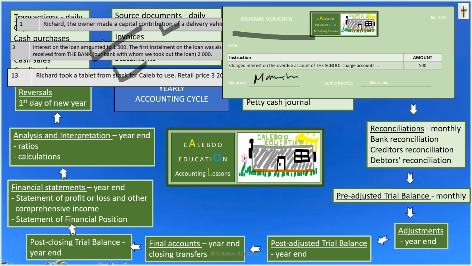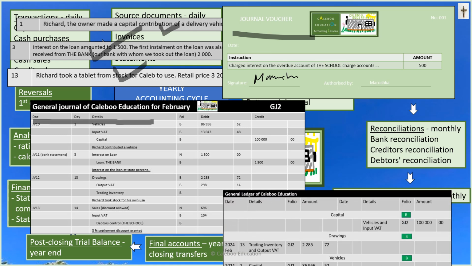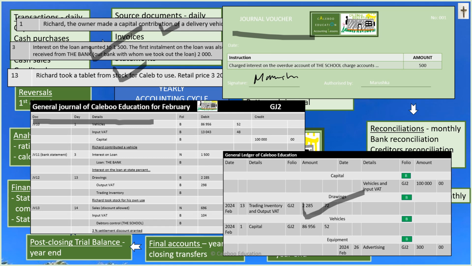From the voucher, the information is posted to the general journal, and the information is then taken from the general journal to the general ledger, and so the cycle continues. Don't worry, the journal and the ledger are a bit small, but as we continue in the video, we will deal with all the transactions that go into the general journal, and we will post information to the general ledger.